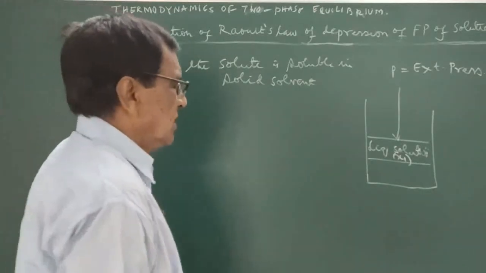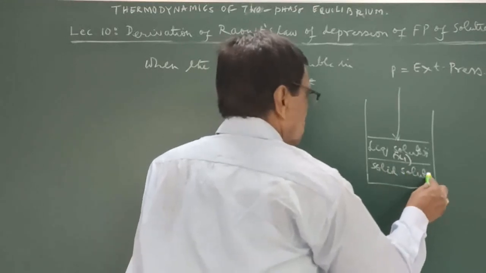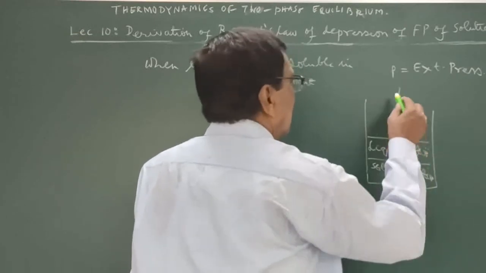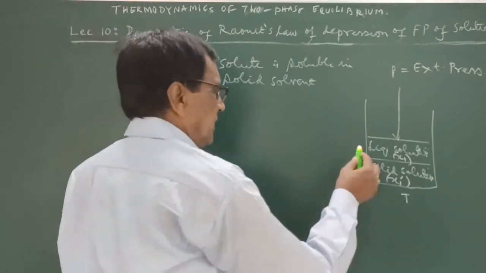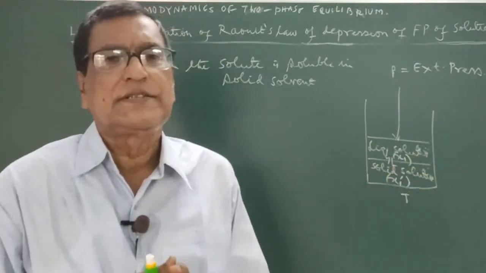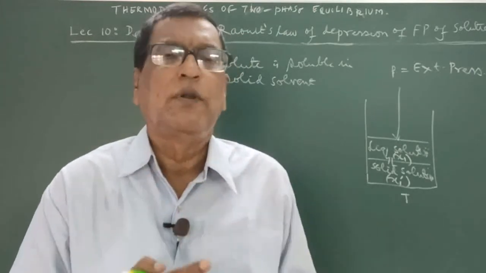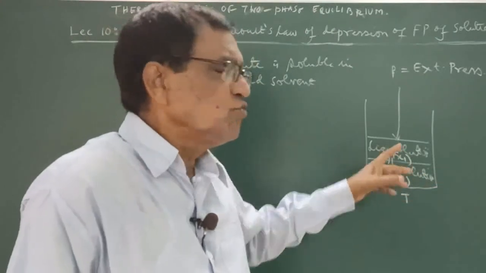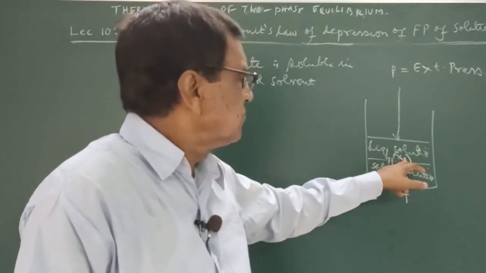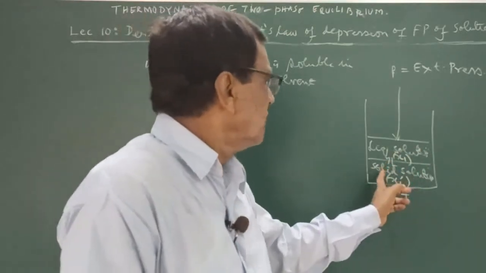Mole fraction of the solvent is X1, and it is the solid solution and mole fraction X1 dash at the temperature T and pressure P, and this solvent remains in equilibrium between these two phases. Here the one peculiarity is that the solute is also dissolved or soluble in solid solvent. So we are getting these two solutions. One is liquid solution and other is solid solution. This X1 is the mole fraction of the solvent in liquid solution, and X1 dash is the mole fraction of the solvent in solid solution.